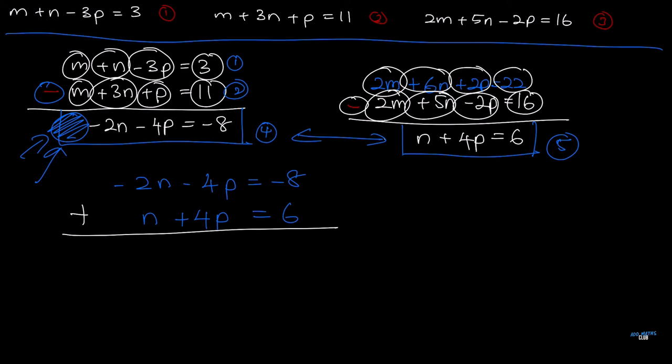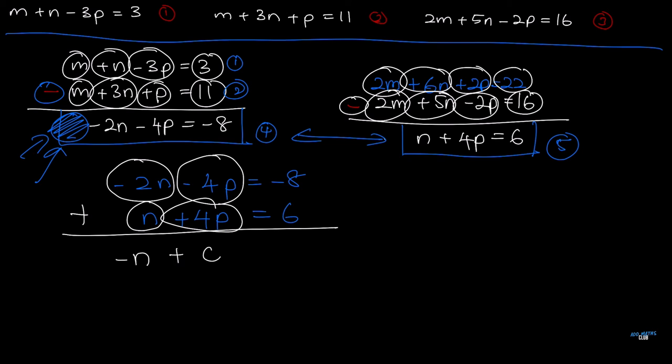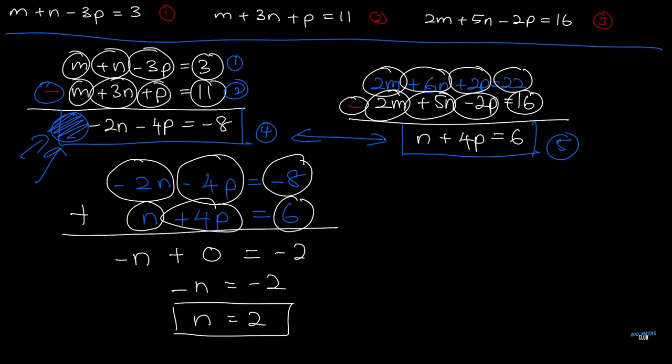So what will happen when I add? Negative 2n plus n, it will be negative n. Negative 4p plus 4p, it will be 0, equals to negative 8 plus 6 will be negative 2. So negative n equals to negative 2, which means n is equals to 2. So I've already got the value of n, which is 2.